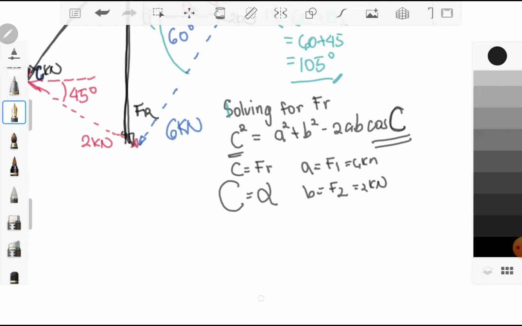Therefore, we have c squared, which is FR squared, equal to a squared, which is F1 squared, plus F2 squared, minus 2 F1 multiplied by F2 cosine C, which is equal to alpha.